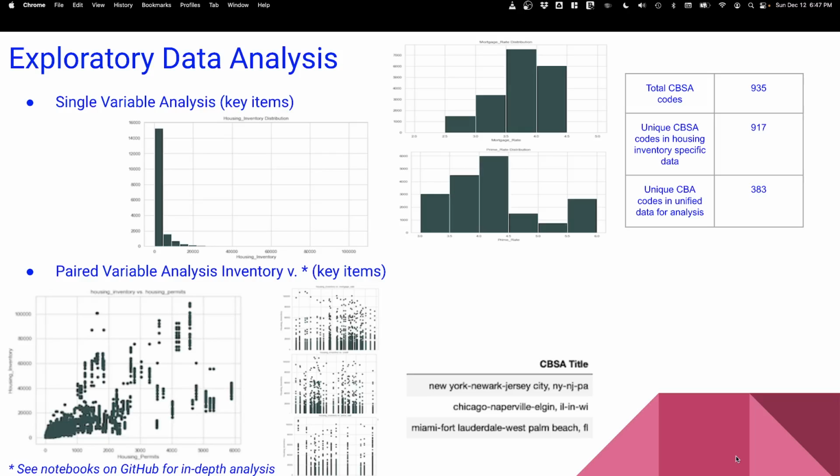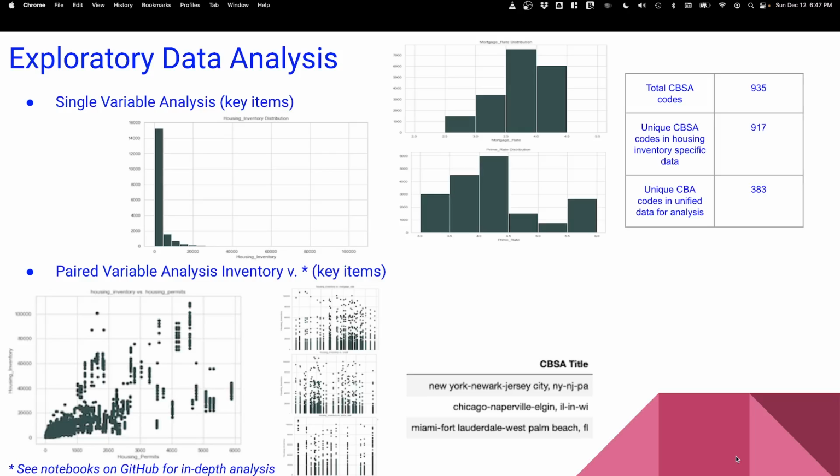Then moving to the right a little bit, and again, this is a little bit of an eye chart. More information is available in the notebooks at the GitHub repo. Looking at the mortgage rate and the prime rate, a lot of folks would expect those to be exactly the same. And in fact, they have opposite trends. So that was one thing that was unexpected that came out in the single variable analysis.